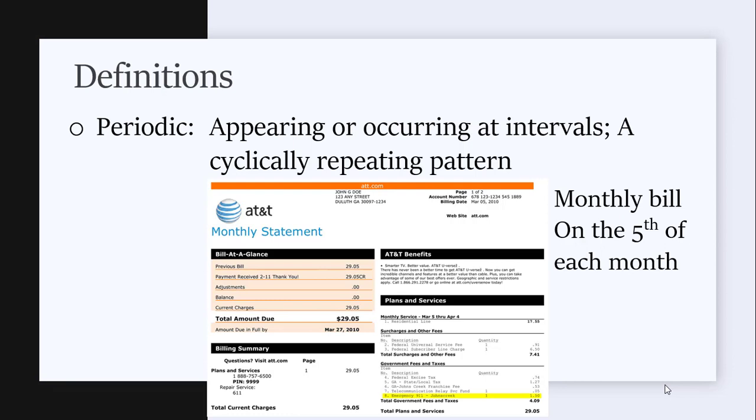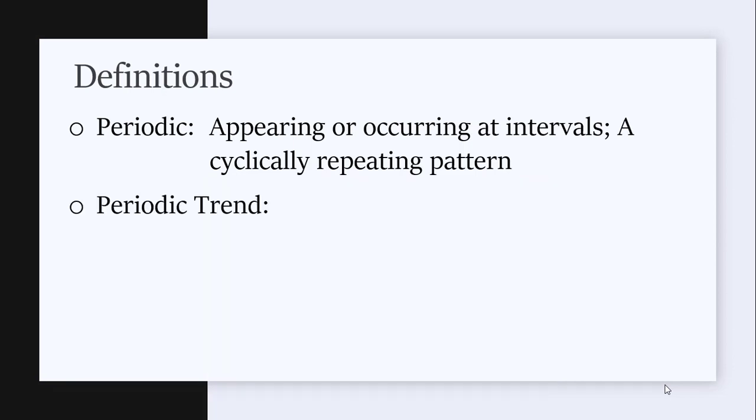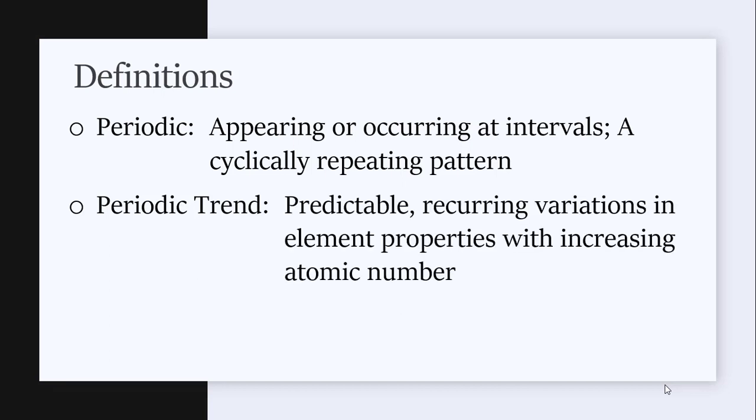That's periodic in general. If you're referring to the periodic table, we refer to periodic trends. And this is a predictable, recurring variation or property with increasing atomic number. And of note is the fact that the atomic number is not periodic, it is continuous.